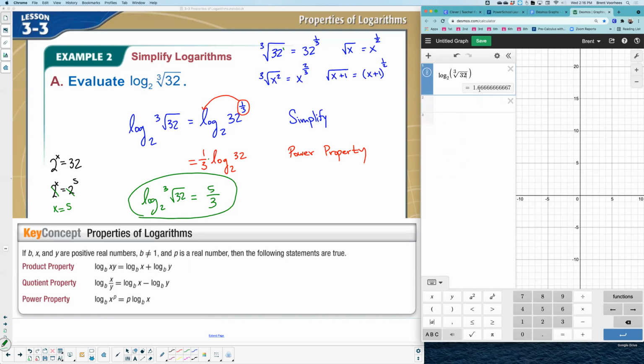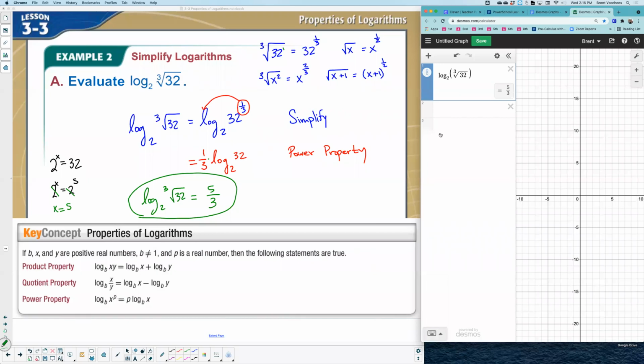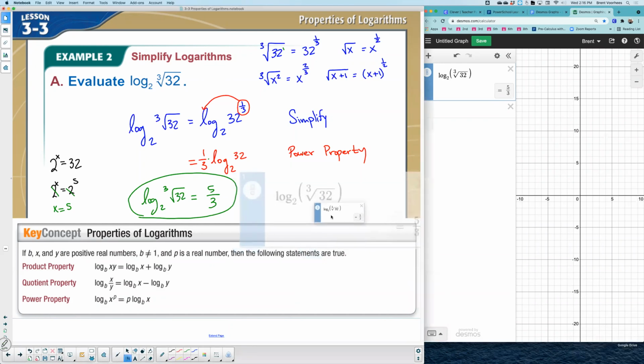And it says 1.666. If you hit the little fraction button on the left, you can see that the answer is 5/3. So that is correct. We got 5/3. That is the right solution there.